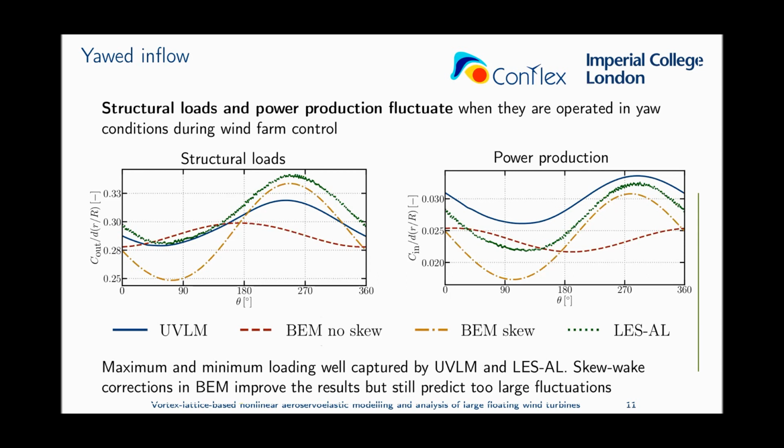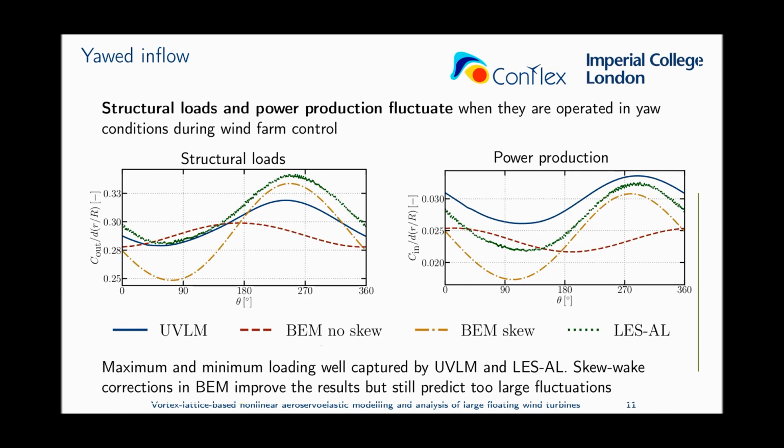This complex aerodynamic phenomenon is not accounted for by the standard implementation of BEM, shown here in dashed red line as BEM no skew. As you can see, it fails in predicting the maximum and minimum location of loads along the revolution, and also the amplitude of those fluctuations. There are literature models to account for these effects, the yellow line labeled as BEM skew, and those models improve the results a lot, both in the location of maximums and minimums, and in the amplitude of the fluctuations.